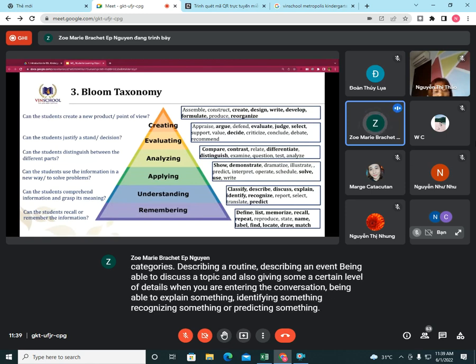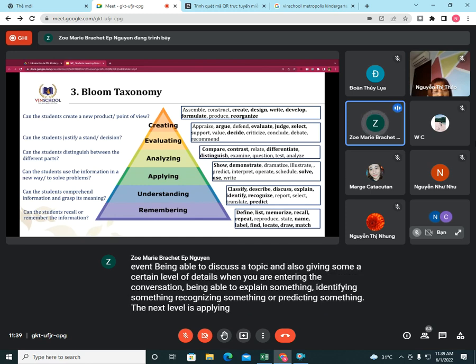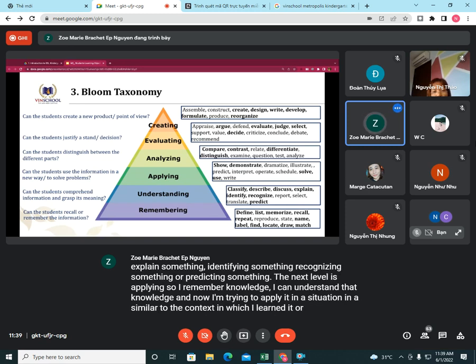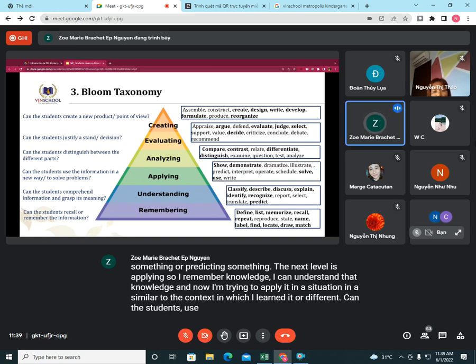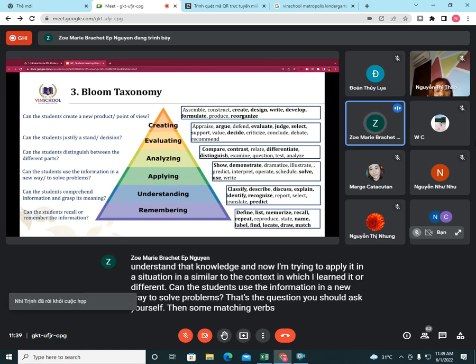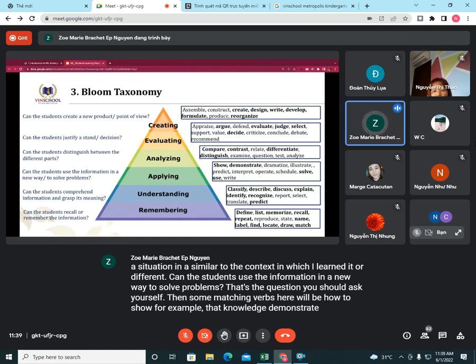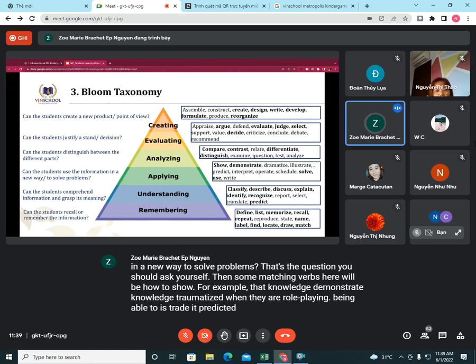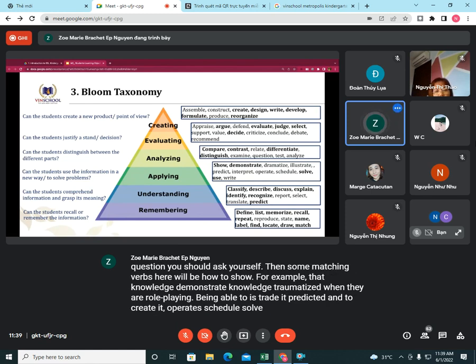The next level is applying. So I remember knowledge, I can understand that knowledge, and now I'm trying to apply it in a situation that is similar to the context in which I learned it or different. Can the students use the information in a new way to solve problems? That's the question you should ask yourself. Then some matching verbs here will be how to show, for example, that knowledge, demonstrate knowledge, dramatize when they are role playing, being able to illustrate it, predict it, interpret it, operate, schedule, solve, use, etc.